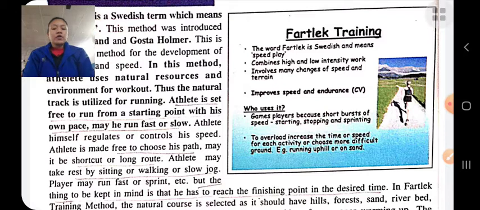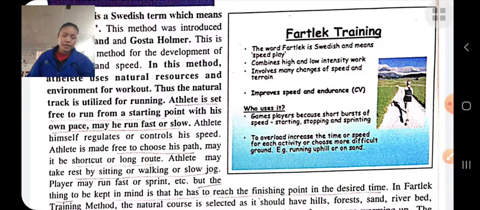In fartlek training method, the change of speed is not pre-planned. The sportsperson can change his own speed during the activity according to his feeling, surroundings, etc. This method needs self-discipline in order to be effective. For example, road running, cycling, marathon running, etc.